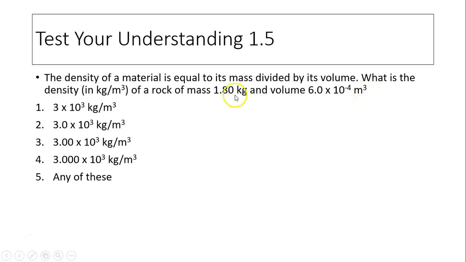Now density is mass divided by volume. So these two divide. So we know it's 3 times 10 to the 3, but how many significant figures should you have? 1.80 has 3, 6.0 has 2. So your answer should have 2 significant figures. The answer is 2.